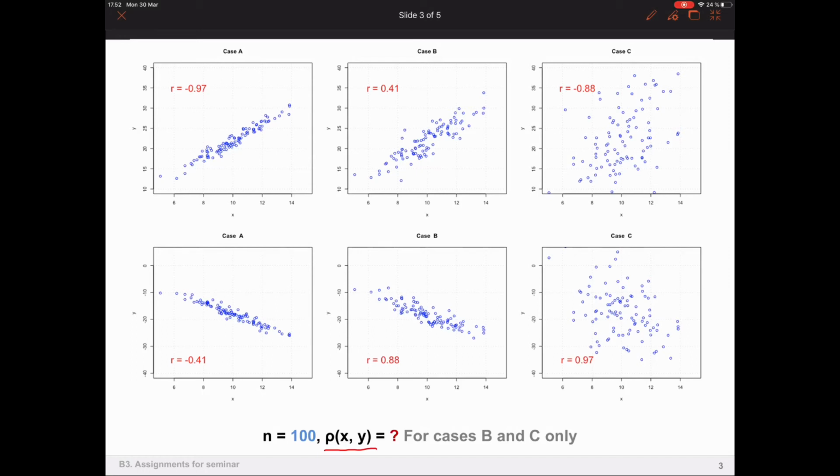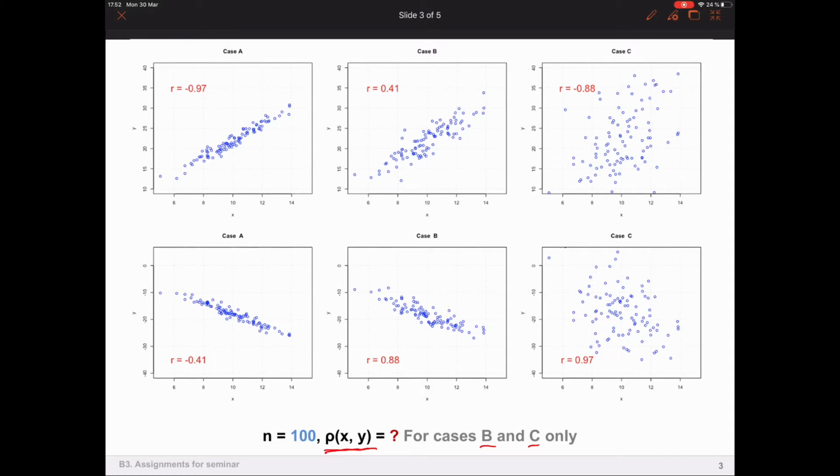So next problem, problem number 2. In this case, we have the same 6 cases like you have seen in the previous problem. But the task now is very straightforward: to calculate the confidence interval for the correlations. I wrote that B and C only. Let me try and do the calculations only for one case, for case B.